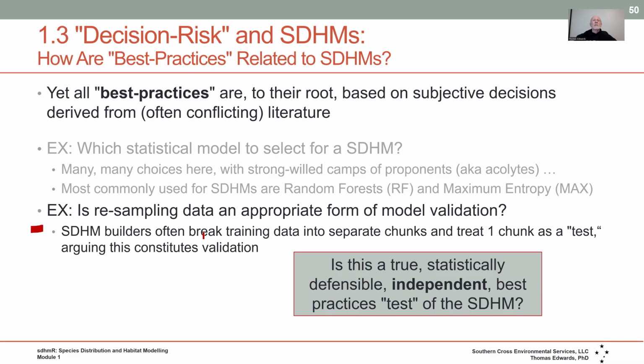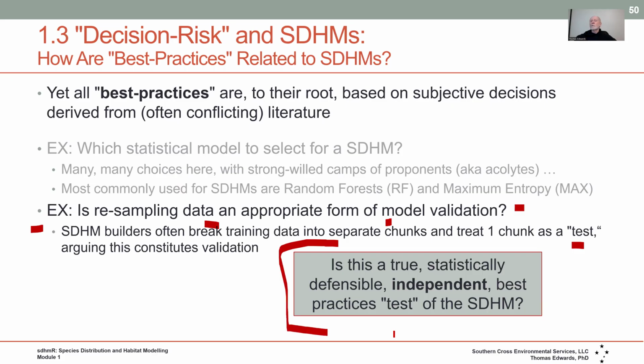Here's another issue or example of best practices. Is resampling data an appropriate form of model validation? Now, what this means, as we'll see when we get to the module on assessment and validation, is oftentimes we break data into separate chunks, treat one chunk as the test, the other chunk to build the model, and we argue that this constitutes validation.